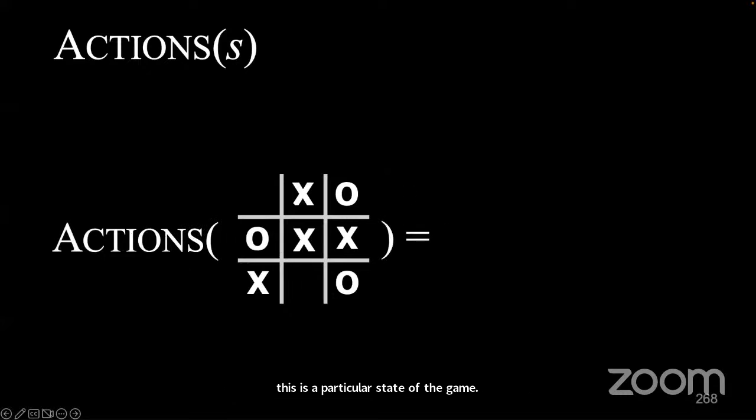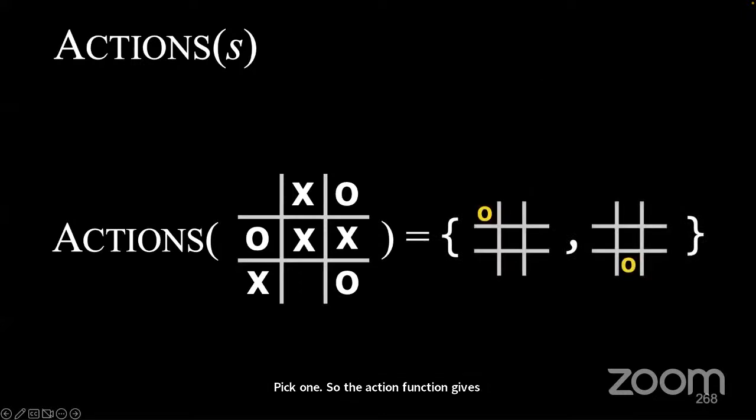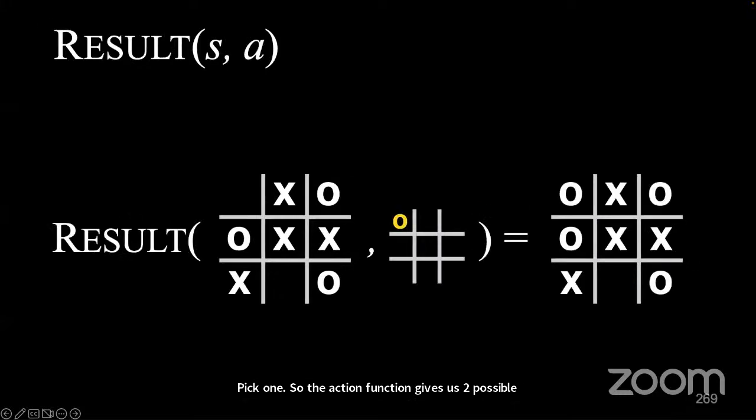The action function judges which player needs to play. We see that now the O player needs to make a move, and it has two possible cells to pick one. So the action function gives us two possible moves. Now let us see the result function, which takes a state and an action, and it gives us the resultant state.